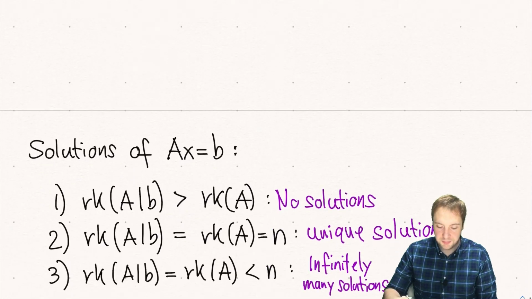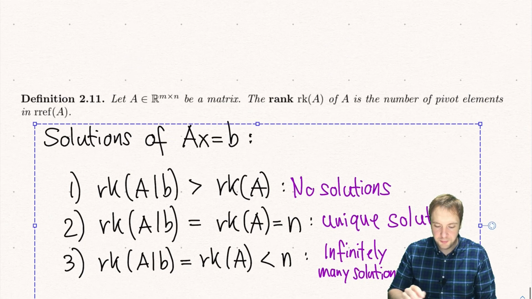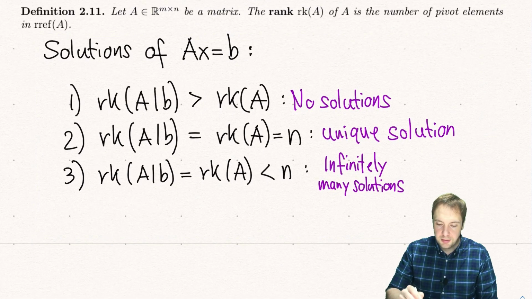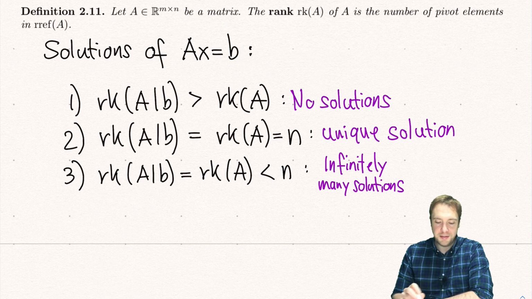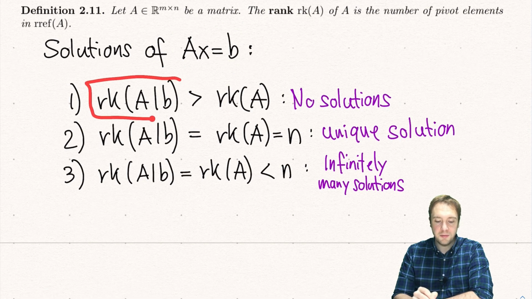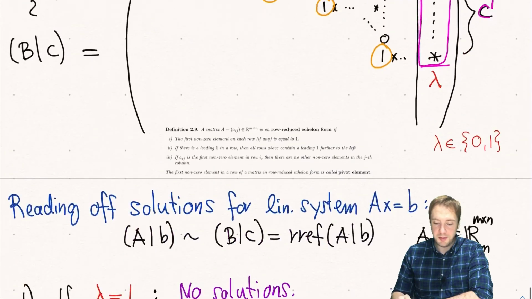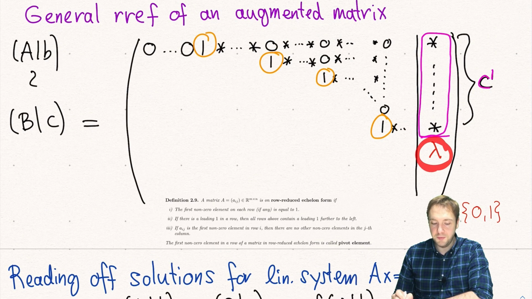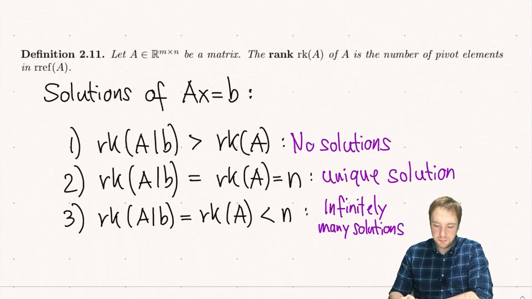And this then has this nice interpretation. So let me bring this up. As I said before, if I'm interested in the solutions of this linear system, Ax equals b, then if the rank of the augmented matrix AB is bigger than the rank of A, so this means that there is an additional pivot element here in the row-reduced echelon form of this, then there are no solutions.